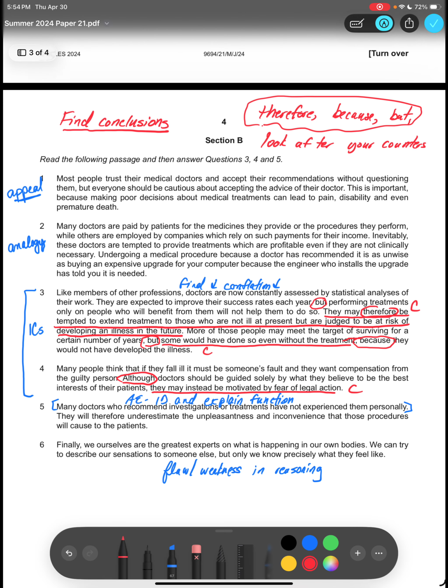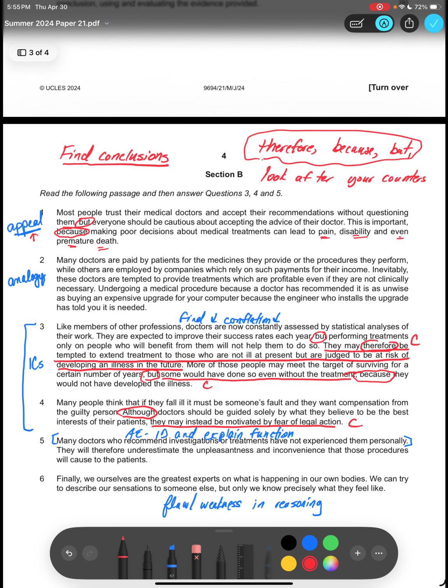Let's go to paragraph 1. Most people trust their medical doctors and accept their recommendations without questioning, but everyone should be cautious about accepting the advice of their doctor. This is important because making poor decisions about medical treatments can lead to pain, disability, and even premature death. So when we talk about an appeal, that makes me think of that. We've got a but, a because.